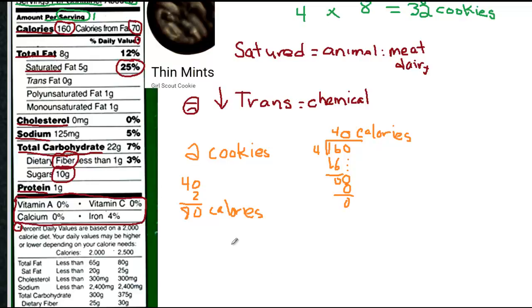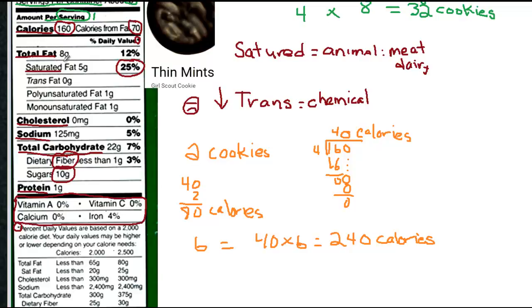I can also extend that to something that's bigger. Let's say somebody ate 6 cookies. Okay, well, 6 cookies, that would be 40 calories times 6 cookies, and that would be equal to 240 calories. Right? So that's one way of being able to figure this out.